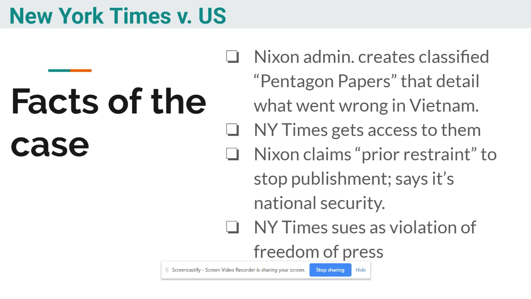The New York Times sues, says it's a violation of the freedom of the press, and it goes to the Supreme Court. That's the facts of the case. Make sure you know that. Nixon has the Pentagon Papers. New York Times gets them. They want to print them. Nixon claims prior restraint, meaning he's going to stop publishment. He's going to censor it. And New York Times sues, violation of freedom of press.